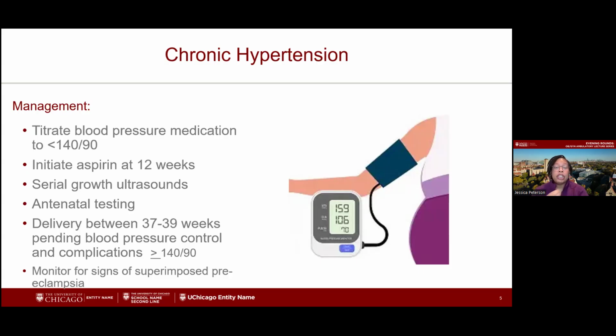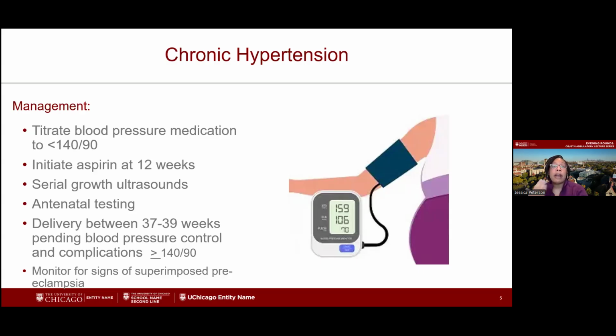In our clinic, we generally do biophysical profiles, but other clinics will sometimes do non-stress tests, or they'll do something called a modified BPP, where they actually measure the fluid and do the non-stress test. All of those things are appropriate, but they do need some sort of testing. And then lastly, we do delivery between 37 and 39 weeks, depending on people's blood pressure control.